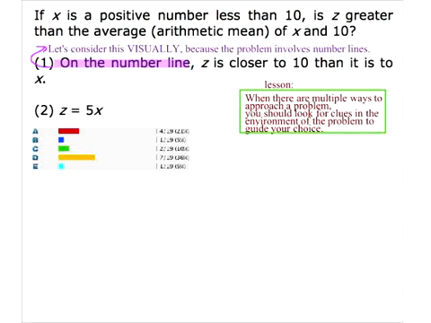Here's a number line. Is z greater than the average of x and 10? So we know x is some positive number, so let's go ahead and put 0 on this number line as well. So here's 0, x is some positive, and it's before 10. So these things are definitely in this order. There's no multiple orders.